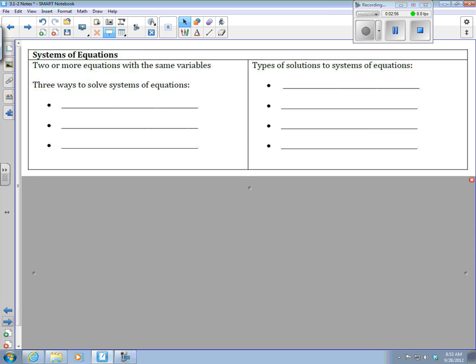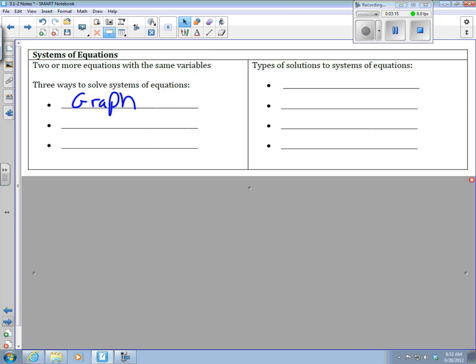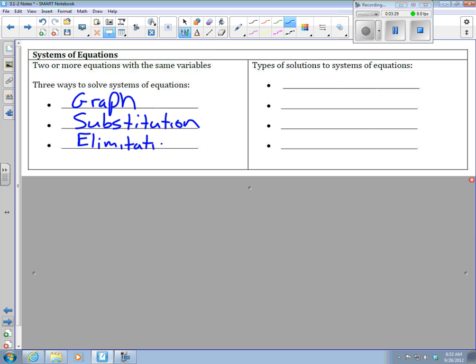A system is two or more equations with the same variables, and there are 3 ways to solve these systems of equations. We're going to get into this. First of all, graphing. You can graph two linear equations and find the point where they intersect, right here. This green point is a point of intersection. That's how you solve a system. Other than graphing, we have substitution. And the last one, my favorite, elimination. So we're going to learn how to graph, use substitution, and use elimination today.